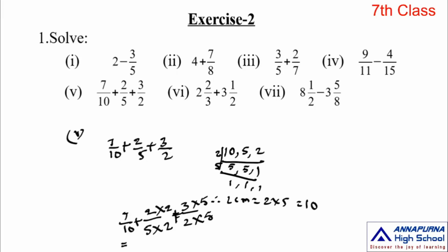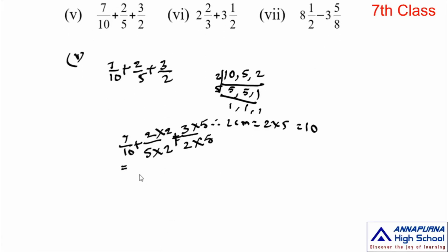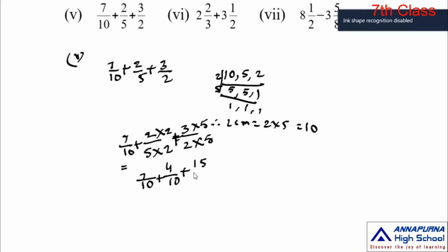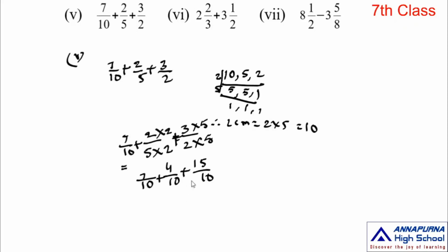That is equal to 7 by 10 plus 2 2s 4 by 5 2s 10 plus 3 5s 15 by 10. So 7 by 10, 4 by 10, 15 by 10. So these are all like fractions. Why? Because the denominators are the same. And the sum of like fractions is equal to, what is the rule? Sum of the numerators by the common denominator. Therefore 7 plus 4 plus 15 by 10, which is equal to 7 plus 4 is 11, plus 15 is 26 by 10. So this is an improper fraction.